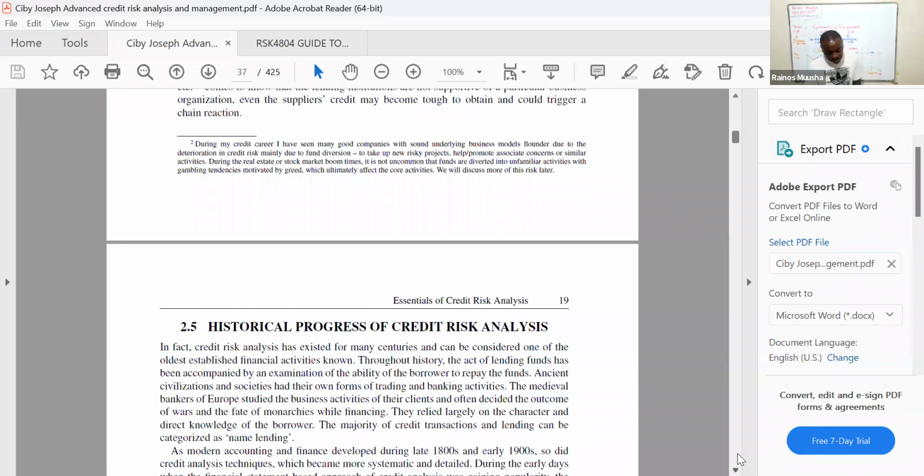Are there any questions on what we covered in section 2.4? Any questions?